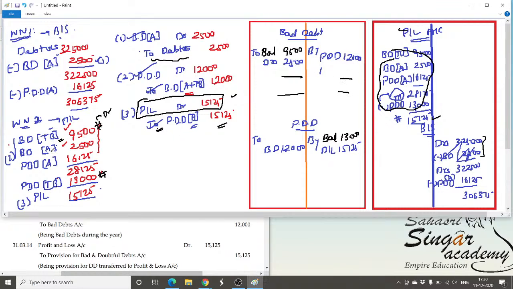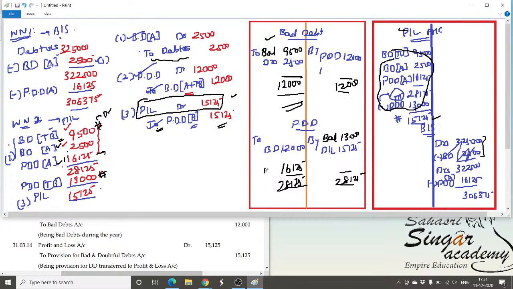What happens? Now here is one more thing. This PDD in the adjustments, I will get this back now by tallying the ledgers here. If I tally the bad debt, 9,500 plus 2,500, 12,000 rupees on the debit side and 12,000 rupees on the credit side. Okay, so bad debt is correct. And when it comes to the PDD, if you tally, what happens? 28,125. So here we get how much? Is it 16,125? Am I right?